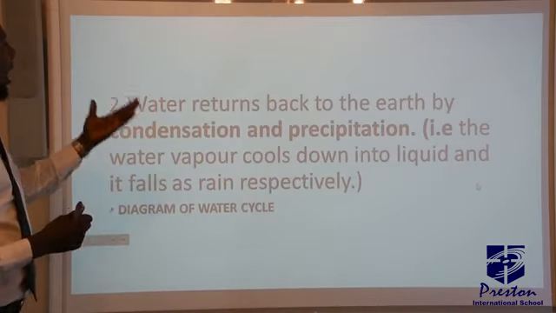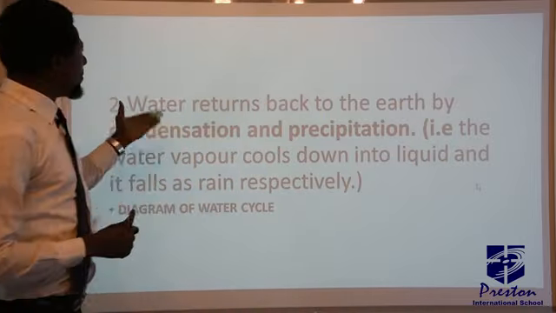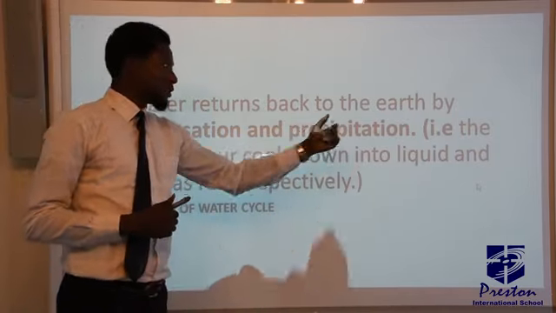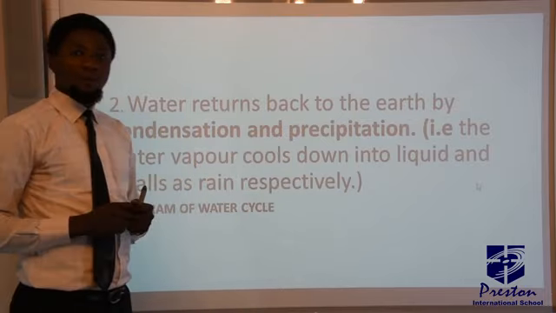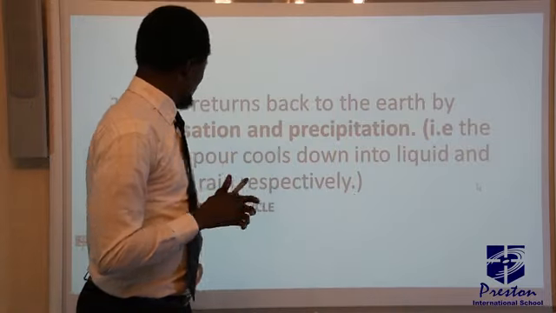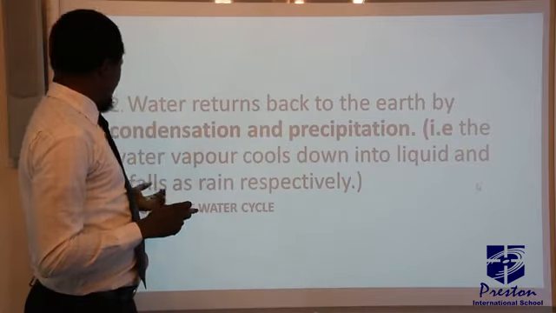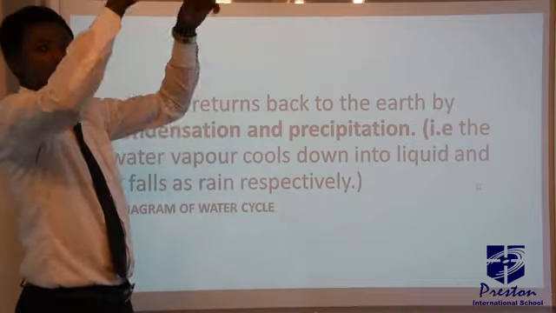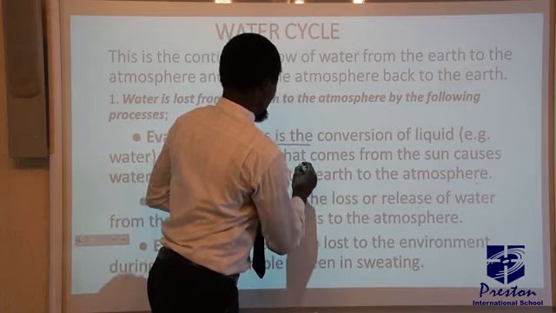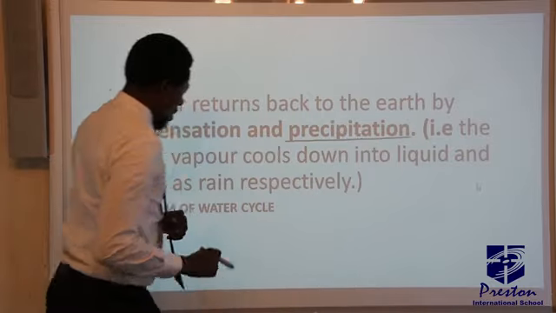Then let's quickly look at how this water comes back from the atmosphere to the earth. The two major processes by which this happens are condensation and precipitation. Condensation is the process by which gaseous water is converted to liquid water. That is, the water vapor cools down into liquid and it falls as rain. The falling of this water as rainfall is what we call precipitation.